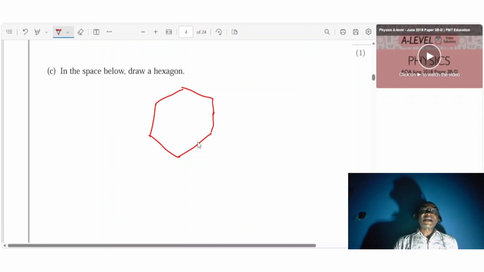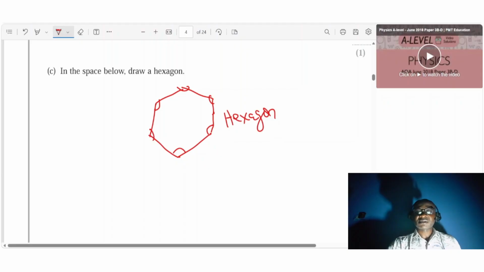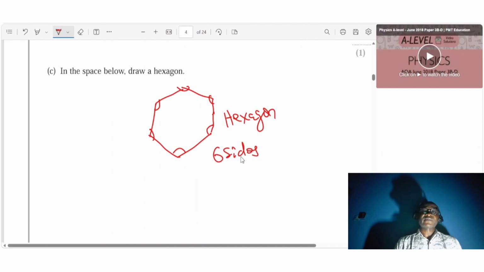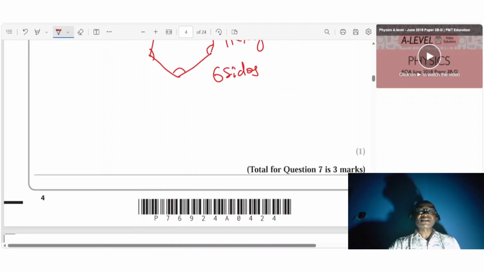So this can be a hexagon. It has six angles, but I just sketched it. If you are drawing it with your ruler, it will be neat. So this is a hexagon. All right. Are you done? Okay, cool. So we continue. This is a hexagon. It has 6 sides, and also 6 angles. I hope that makes sense.